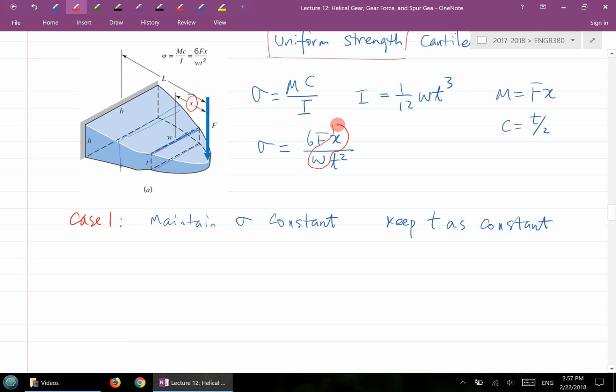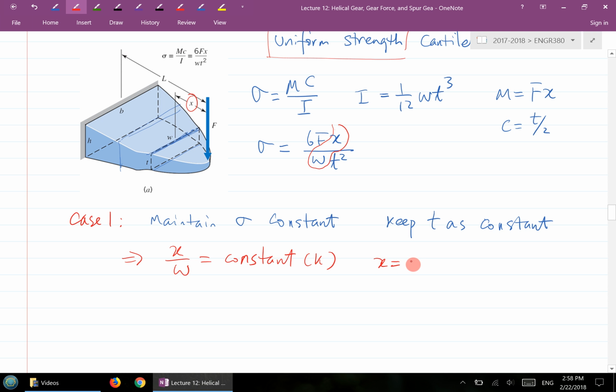This x over w now, right? So if you want sigma to be constant, and t is a constant already, so basically it's the same thickness, right? So you cut it anywhere, you got the same thickness t. Then that basically means your x over w equals a constant. Okay? If you can keep your x over w ratio constant, then this sigma will be a constant value. Okay? So let's call it small k parameter.